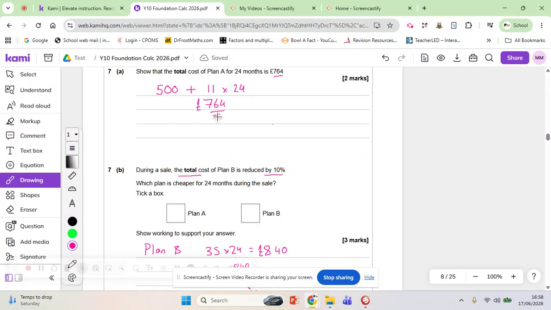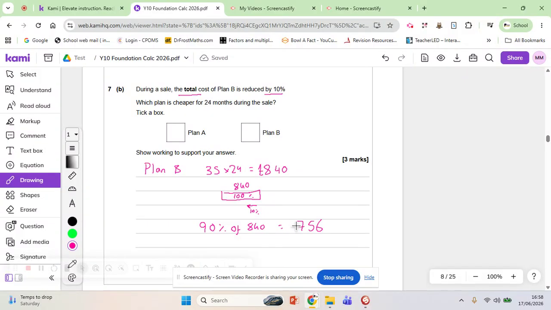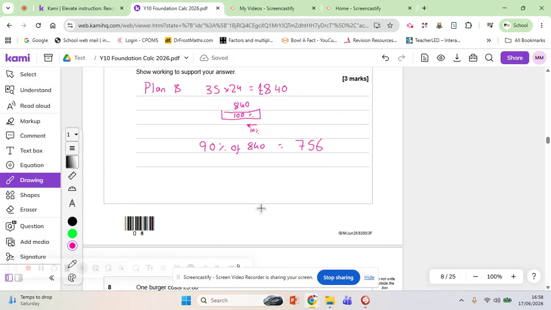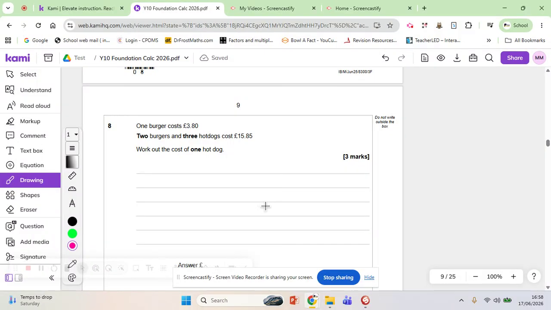So 764 is bigger than 756, so which plan is cheaper? It's going to be plan B during the sale. It's going to be cheaper because you're only paying 756 compared to the 764.